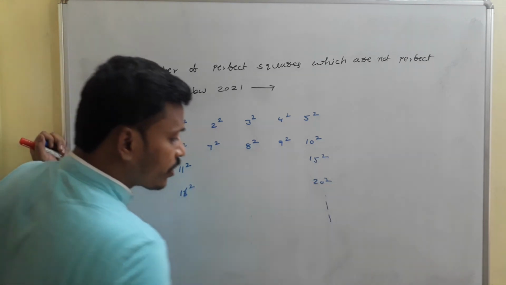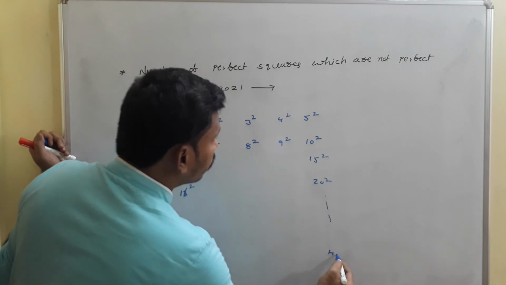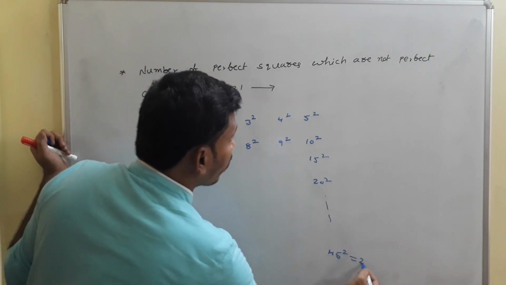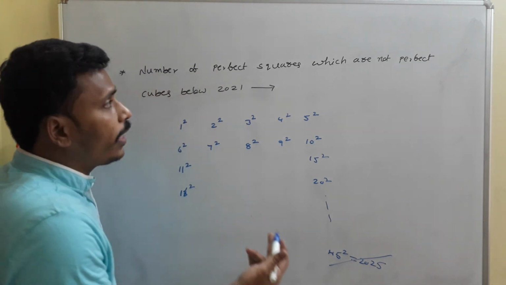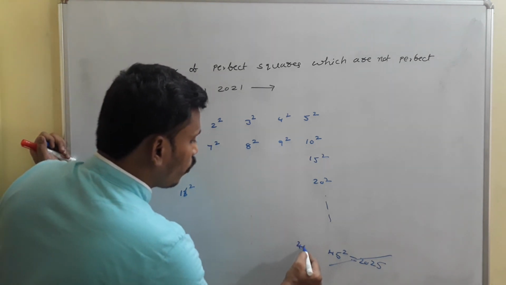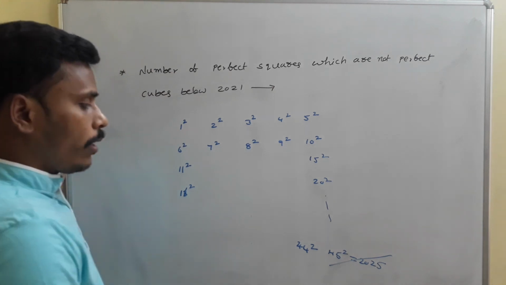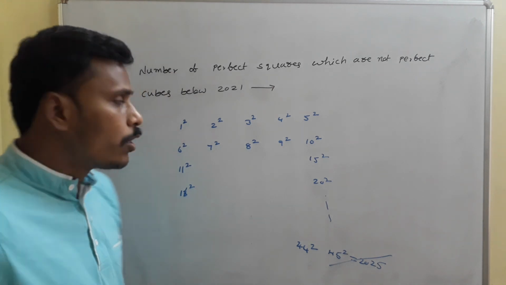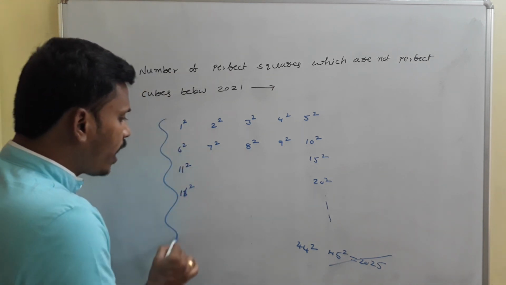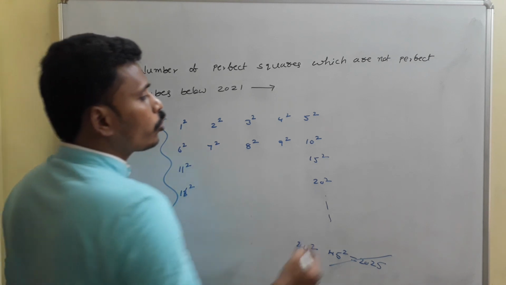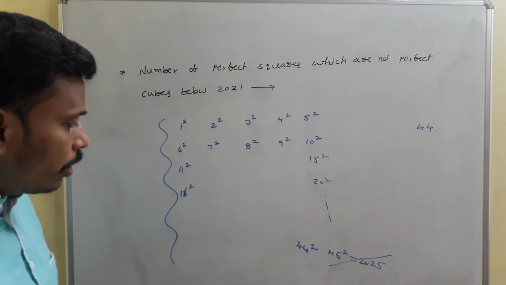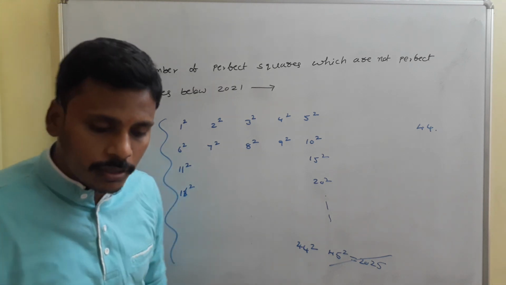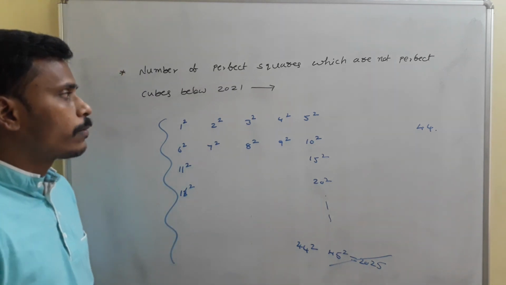Like that, if you extend, if you observe, 45 square is 2025. We don't consider this because it is more than 2021. So we need to take up to 44 square, including that 44 square. So the number of perfect squares which are less than 2021 is 44. But among these numbers, we need to cancel out some numbers which are perfect cubes.